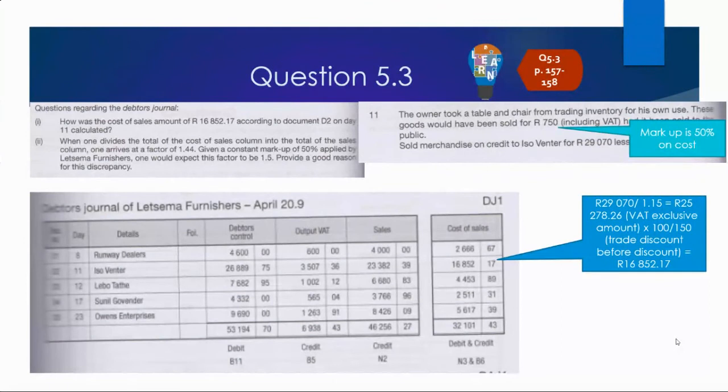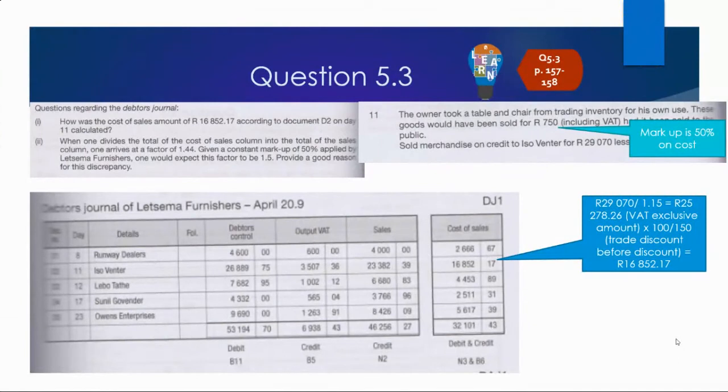Now let's see what the second question is. I know this was a difficult one, but the two key things that you had to see is that we have a markup on cost and that the amount we need to use is before trade discount and is actually inclusive of that to get to the correct answer.